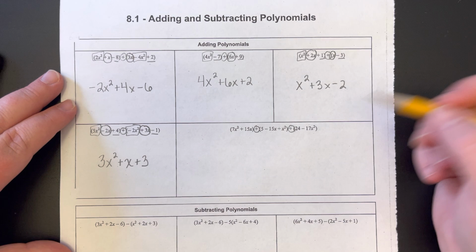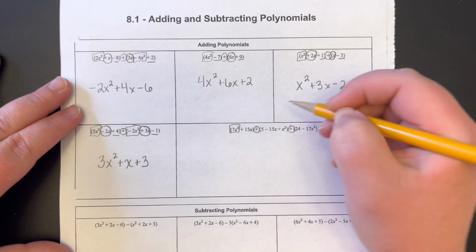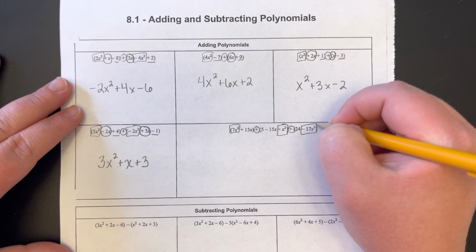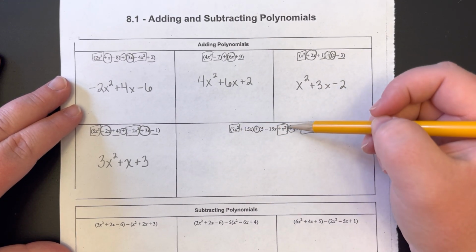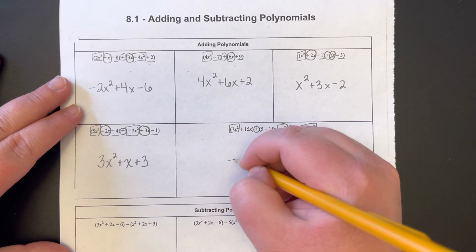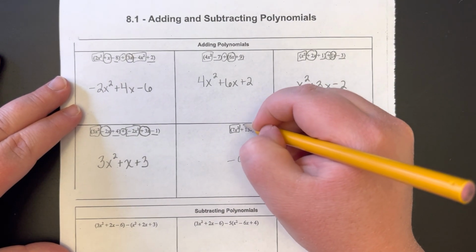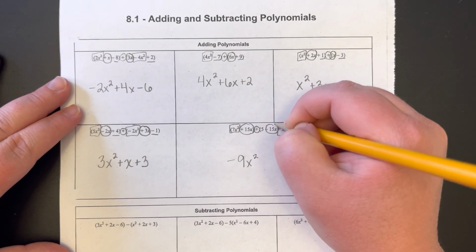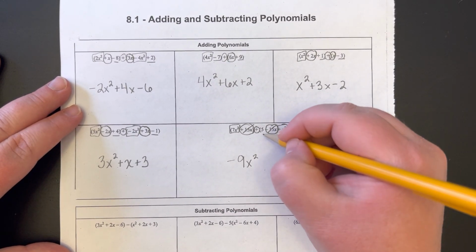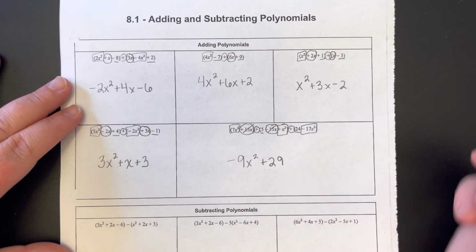Last one here has a lot going on, but you do everything exactly the same. The biggest exponent is 2. I have 7x squared, an x squared, and a negative 17x squared. So 7 and 1 make 8, minus 17x squared is negative 9x squared. Then I have a 15x and a negative 15x, so those are going to cancel each other out because that's 0. And I have no other x's. Then I have 5 and 24, which makes 29.